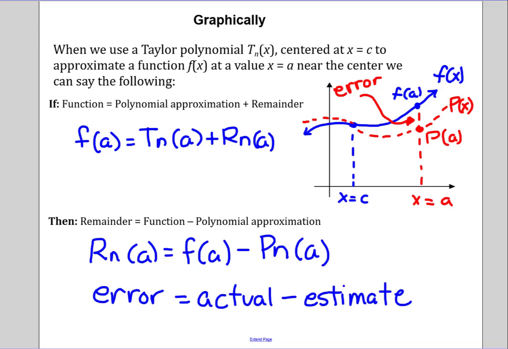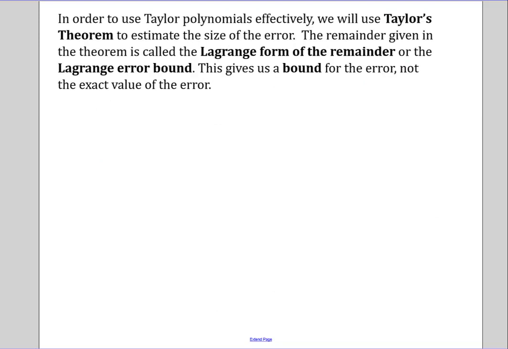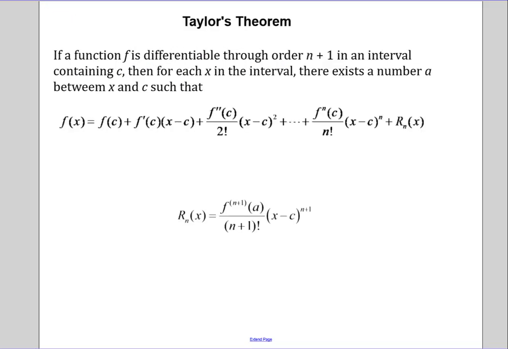In order for us to use Taylor polynomials effectively, we will use Taylor's theorem to estimate the size of the error. We saw that in the last lesson. The remainder given in the theorem is called the Lagrange form of the remainder, or the Lagrange error bound. And this gives us a bound for the error, but it doesn't give us the exact value of the error.